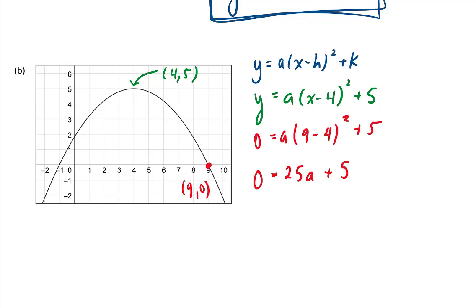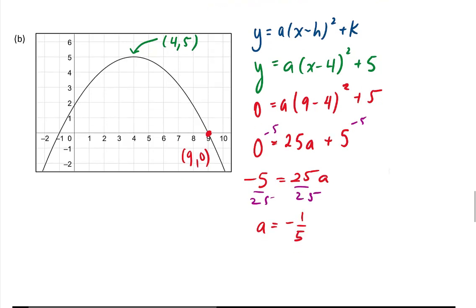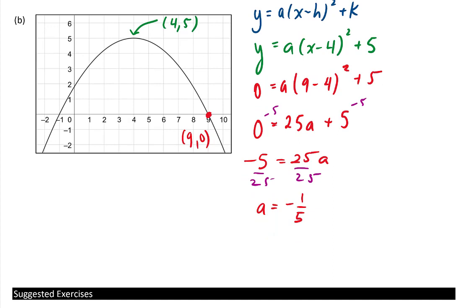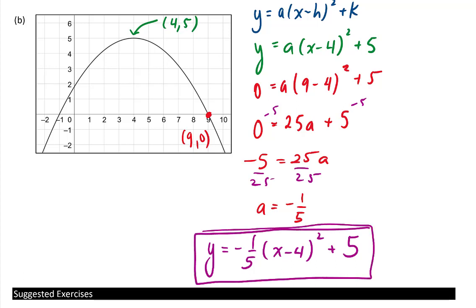These are unlike terms, so I'm going to subtract 5 from both sides to solve for a. So I get negative 5 equals 25a. And then I'm going to need to divide both sides by 25. And if I do so and simplify this fraction, I get a equals negative 1 over 5. So therefore, the equation of our parabola is y equals negative 1 over 5 (there's the a value), (x minus 4) squared plus 5. So there's the equation for this graph in vertex form.